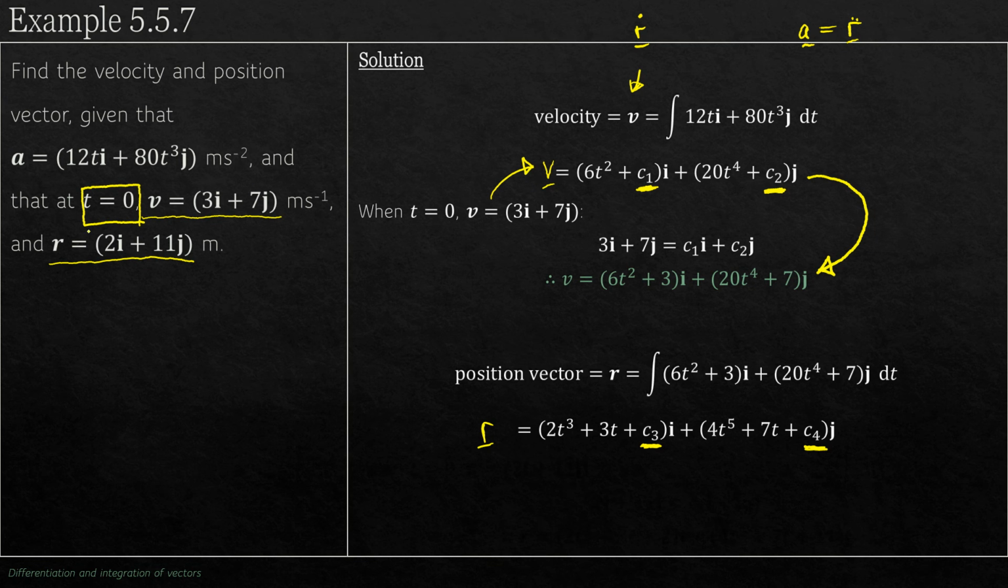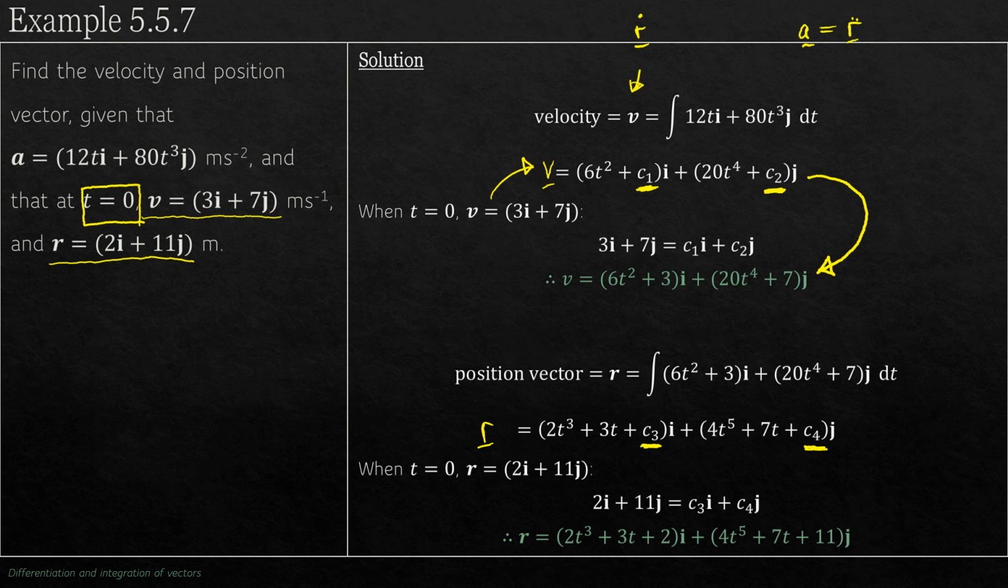We've got another boundary condition. When t is nothing, r is 2i plus 11j. If we sub that in to the line above, we get C3 is 2, C4 is 11. So now we can give the second part of the answer, the position vector in terms of t, and there it is.